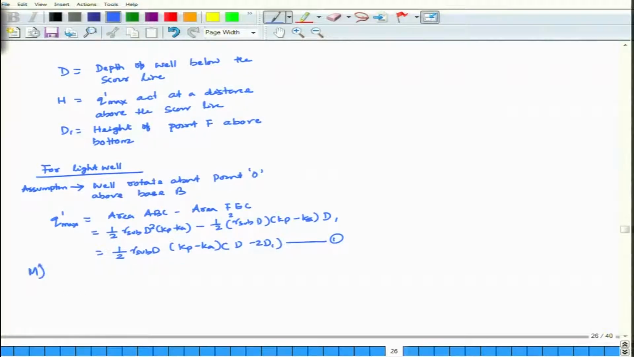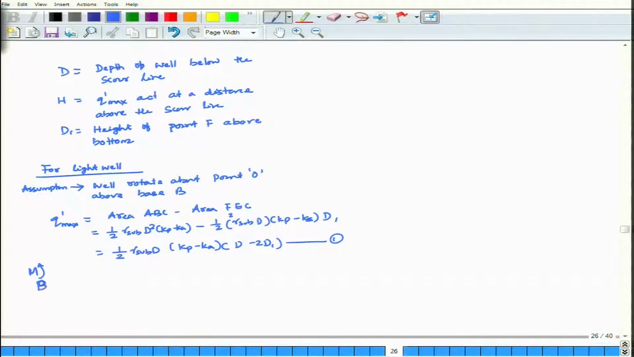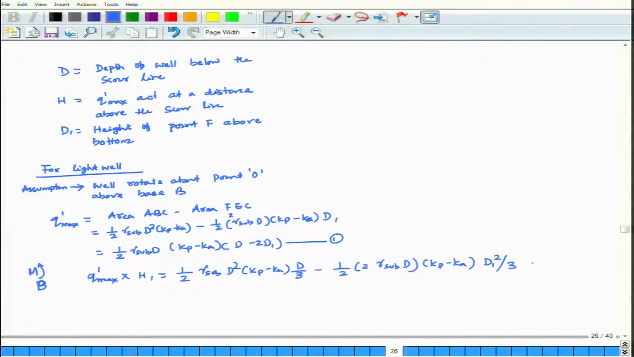Then taking moment at point B, it should not be at O, it should be at point B, then Q maximum prime times H1 is equal to half gamma submerged d square (Kp minus Ka) d by 3, minus half into 2 gamma submerged d (Kp minus Ka) D1 whole square by 3. This is your equation 2.